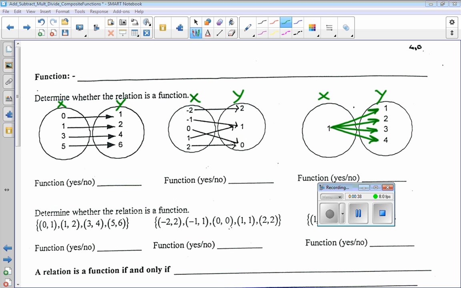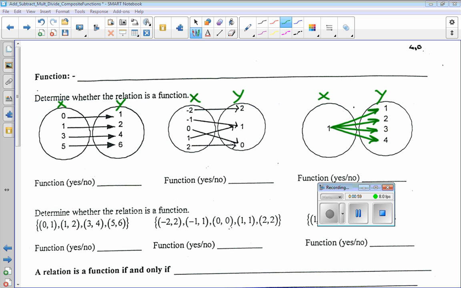I will give you a hint. Only one of them is. I'm sorry, I'm a liar. Only one of them is not a function. Okay, so we have to make a decision. The big key to a function is something can't repeat. Do you remember which one? The x's cannot repeat. Good.